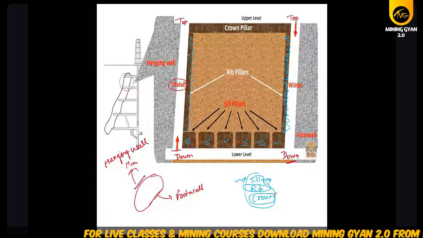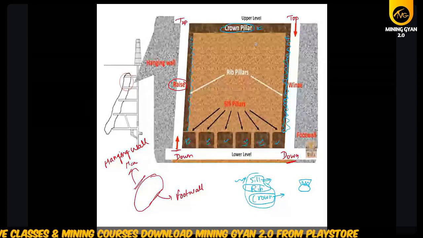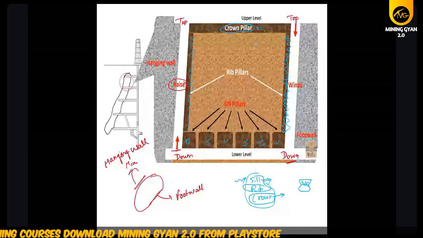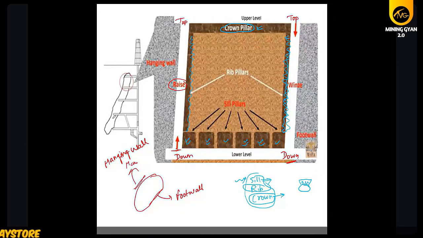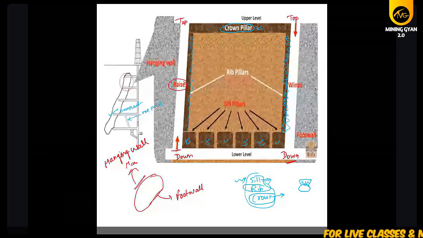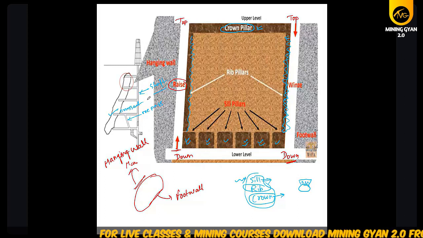And crown, like a crown. On top of a king there is a crown, right? Similarly this also sits above our stope, so this is the crown pillar. So seal pillar, rib pillar, crown pillar, you should know. And hanging wall, foot wall, and what is the cross cut. This is the cross cut. This is the overpass. Okay, this is the shaft. Okay. So yesterday we also saw this terminology.